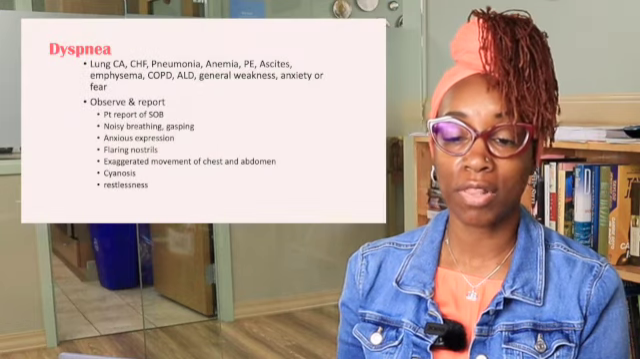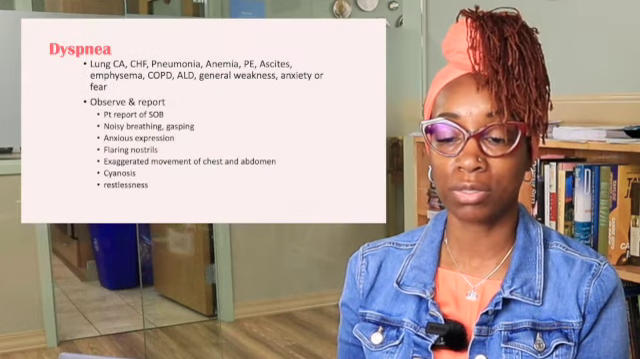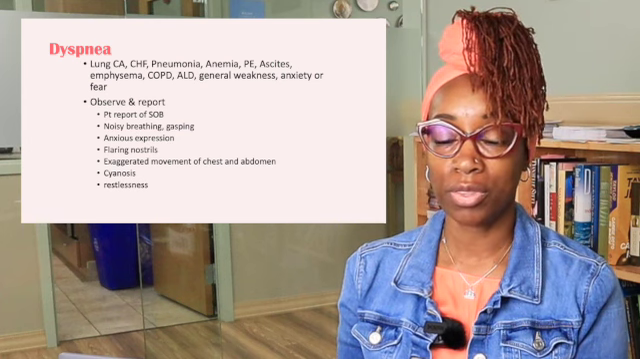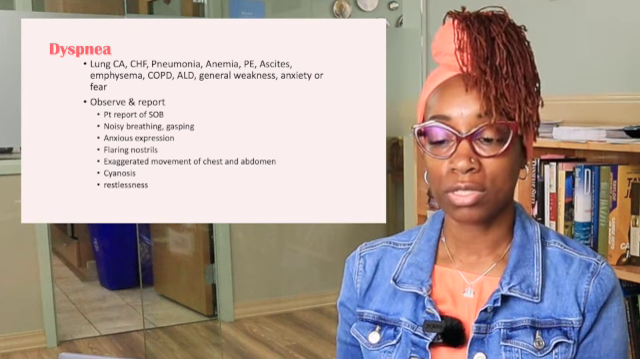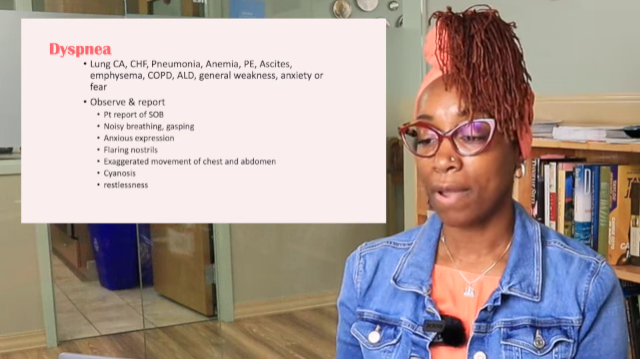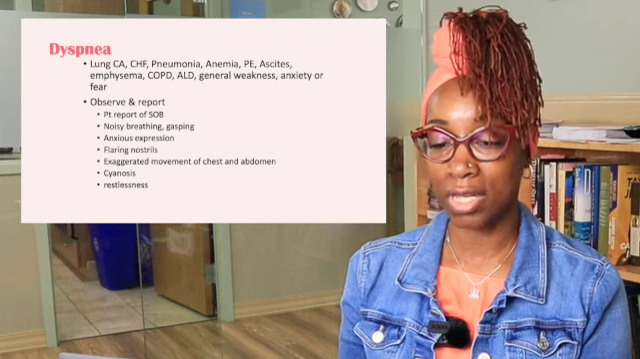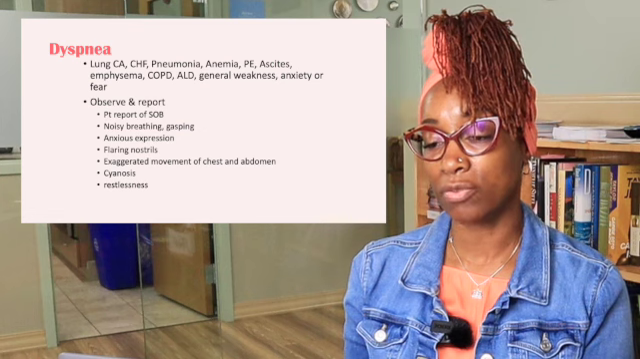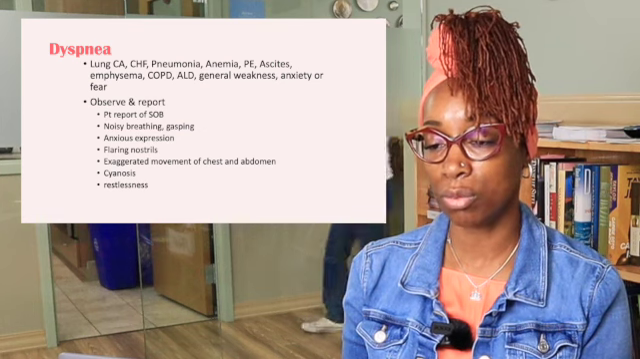The next symptom that we can see a lot at the end of life is dyspnea, which is shortness of breath. And you'll see that with lung cancer, congestive heart failure, pneumonia, COPD, ascites, emphysema. So residents that have those types of conditions, you'll see the shortness of breath a lot more.